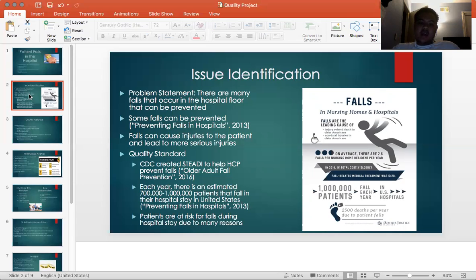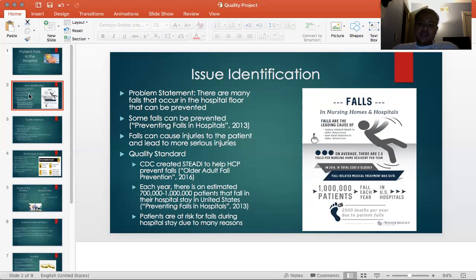Patients are at risk for falls during a hospital stay for many reasons. One reason is their medical diagnosis, which can lead to weakness. Some medications can make them drowsy, which makes them a high fall risk. Another reason would be the equipment and the environment around them.